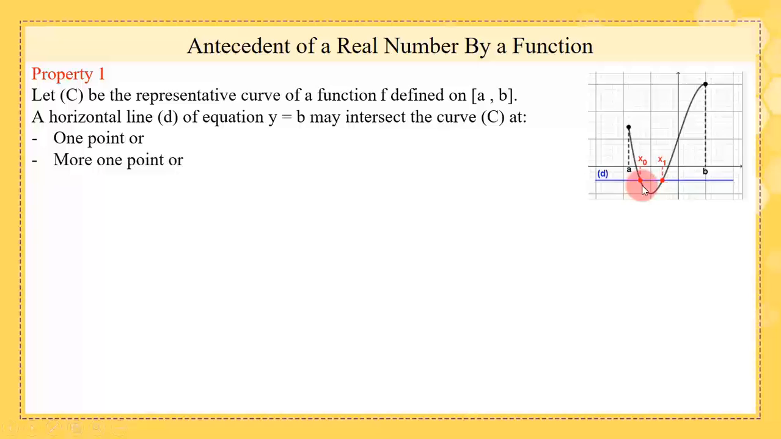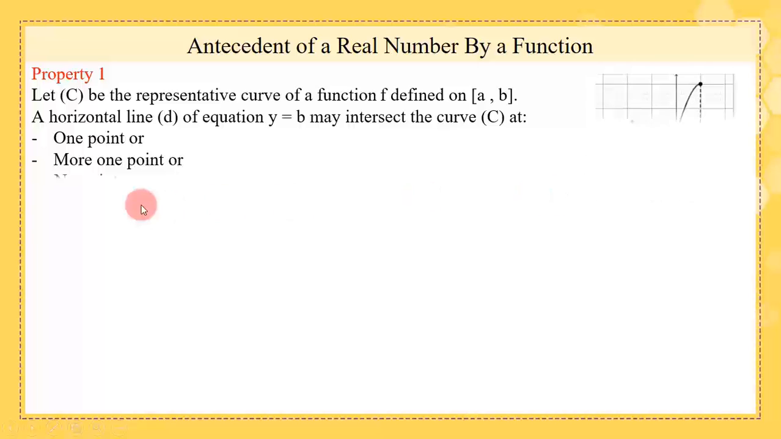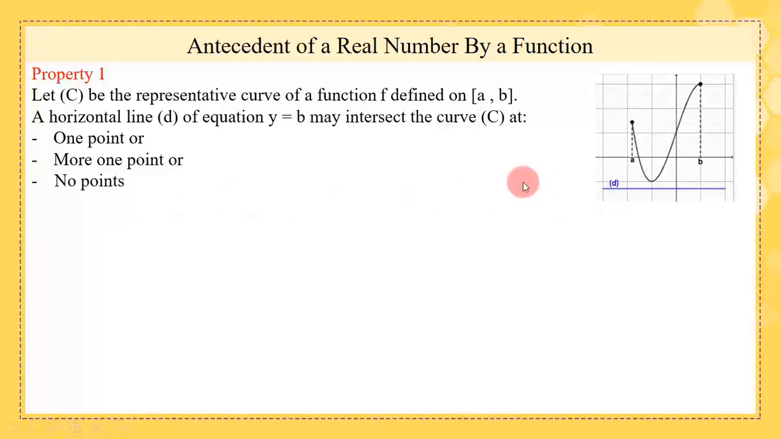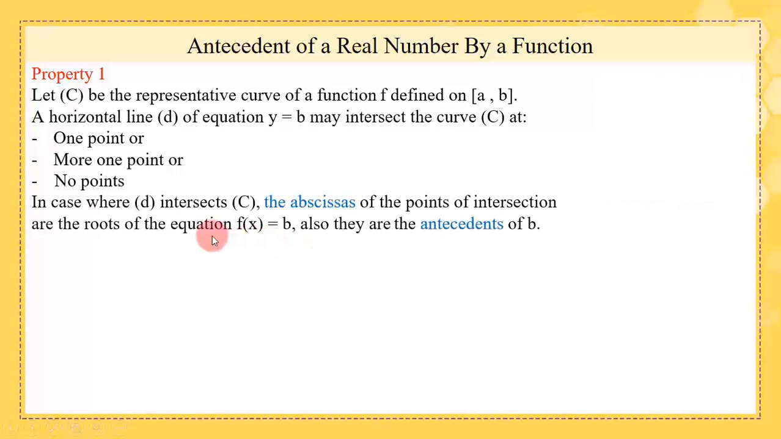Here D cuts the curve in 2 points. Or no points. Here there is no intersection between D and the curve. In the case where D intersects C, the abscissas of the points of intersection are the roots or the solutions of the equation f of x equal b. Also, they are called the antecedents of b.